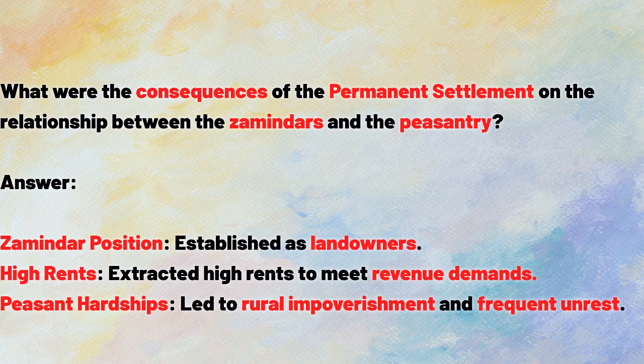Answer: zamindar position, established as landowners, high rents, extracted high rents to meet revenue demands. Peasant hardships, led to rural impoverishment and frequent unrest.